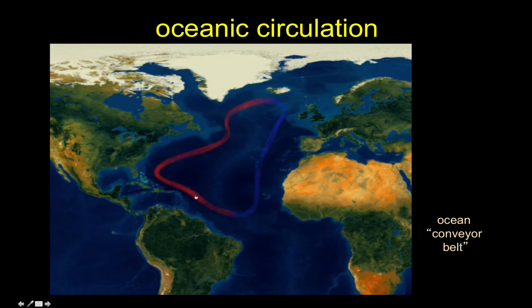Okay, so red is relatively warmer, shallower water. Blue is relatively colder, deeper water. And this is one part of that circulation. So this is one node of this.